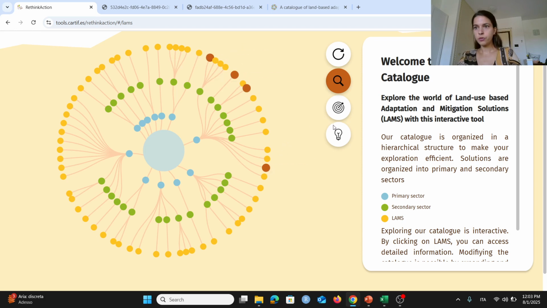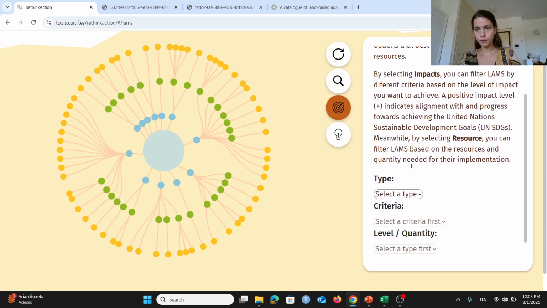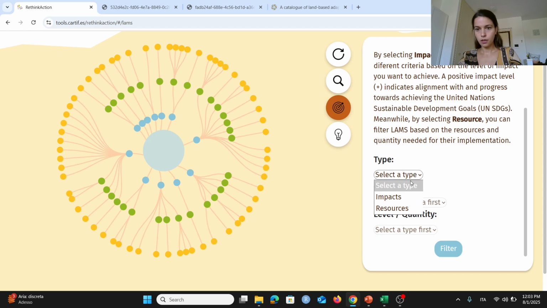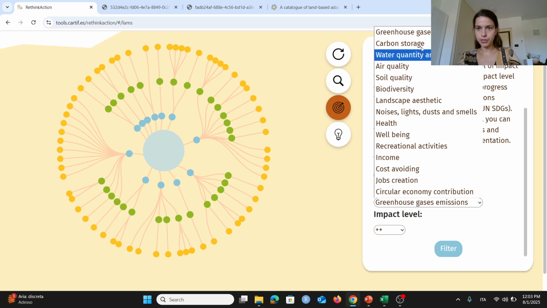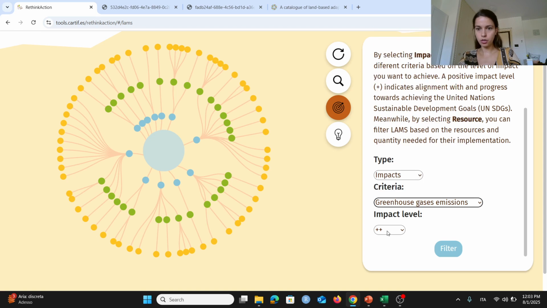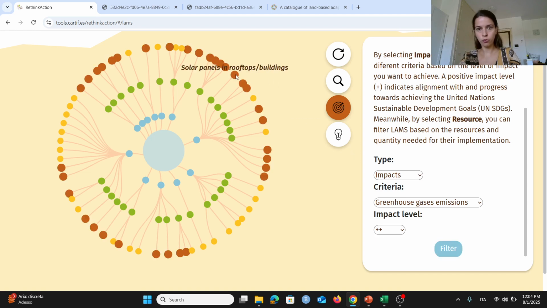And lastly, you can use the synergies and trade-offs filter. Here you can select the type of impact or resource that you want to focus on. For example, impact on greenhouse gas emission and a positive impact, so a reduction in emissions, and the filter will show the LAMS that can provide that type of impact.